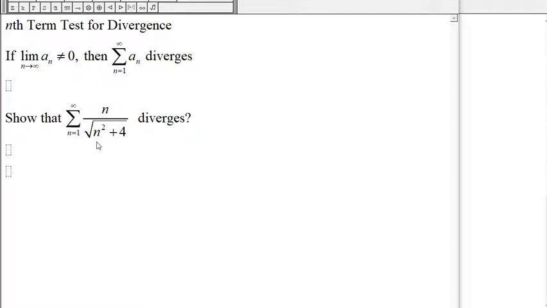Here we have the infinite series of n divided by the square root of n squared plus 4, and we want to show that this series diverges. So let a sub n be this, and then we want to find the limit of a sub n.